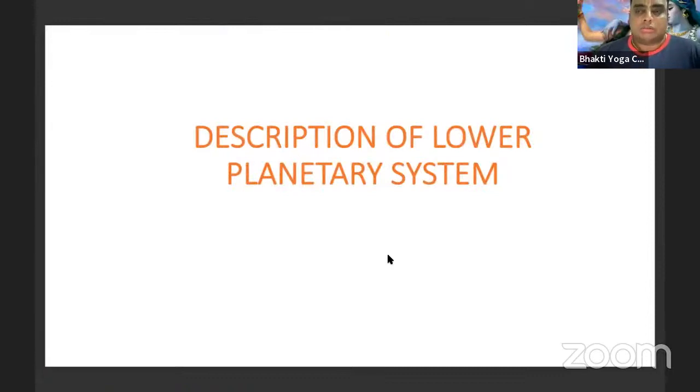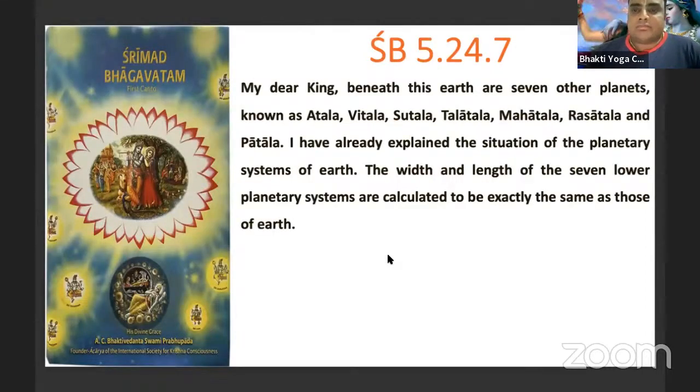So so far, just to recap regarding the previous general parts. So now we'll look at the specific portion of today's session regarding the description of the lower planetary systems. This chapter on lower planetary system is there in the 5th canto, chapter 24. So the description starts from the 7th verse.